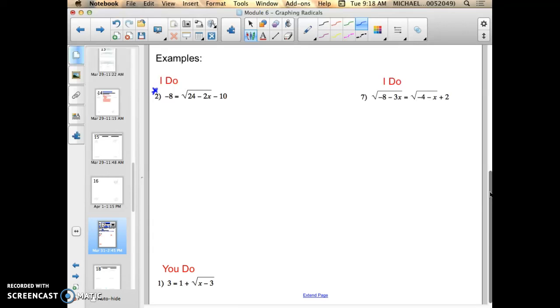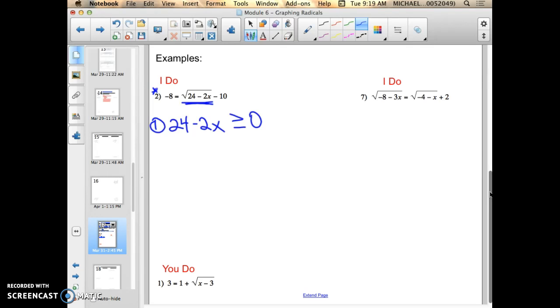The first one, again, all I care about for the domain, this isn't technically solving the equation, it's just stating the domain of what x can't be. All I care about is what exists underneath the radical. It doesn't matter what side of the equation the radical is on or how many radicals exist, like in number 7 there's 2 of them. I just set what's underneath the radical greater than or equal to 0. So underneath this radical is 24 minus 2x, and it has to be greater than or equal to 0.